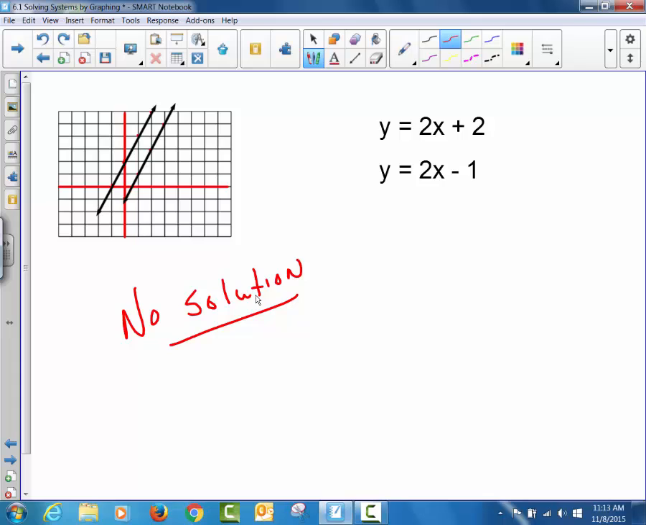Okay, so that means that we have three possibilities whenever we graph. We either have an intersection, which means that we have one solution, or we have lines that lay on top of each other, and that means that we have infinite solutions, or we have parallel lines. And if we have parallel lines, then we have no solution.